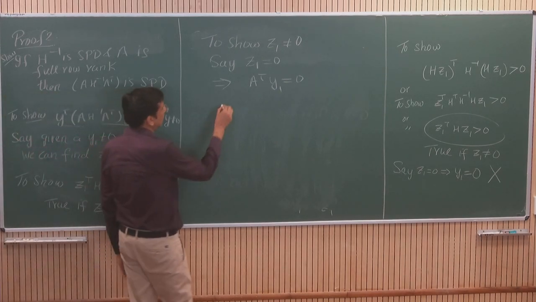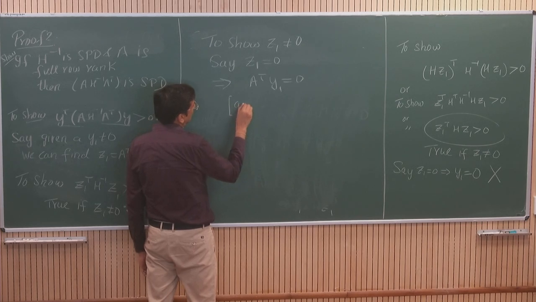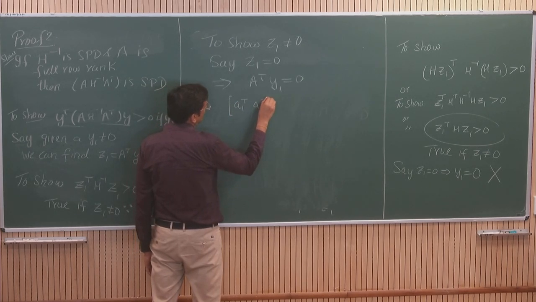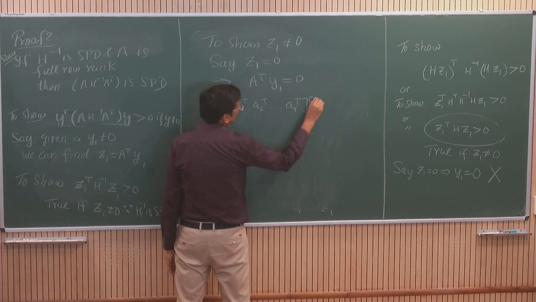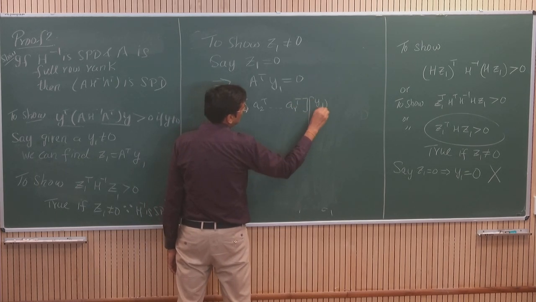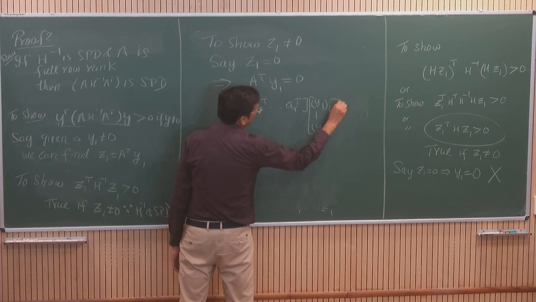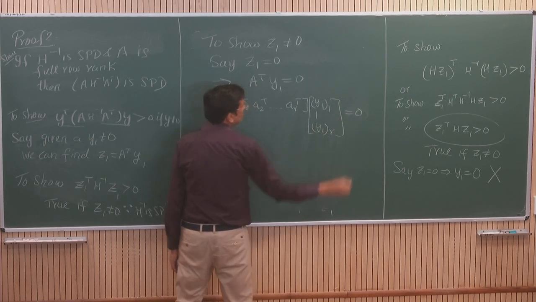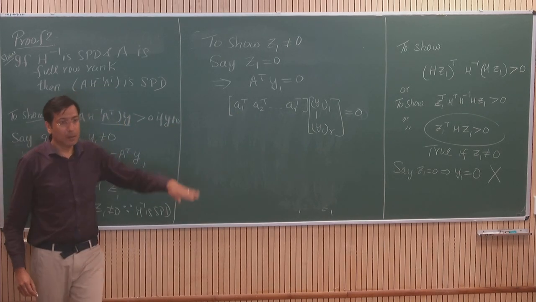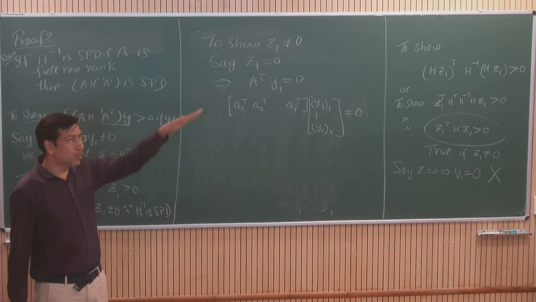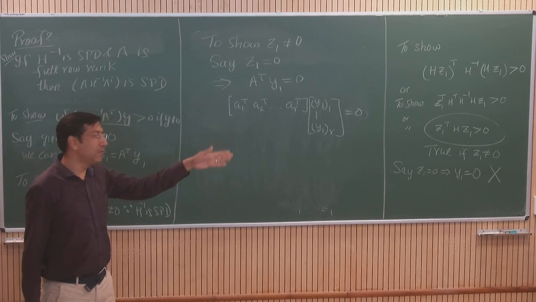So let's write it down. Many of you have already seen it. We'll write this as A1 transpose, A2 transpose, all the way till AR transpose, times Y1 first element all the way to Y1 rth element, equal to 0. What is A1, A2, AR? These are the rows of the A matrix. Since I transpose them, I wrote them as a column vector.